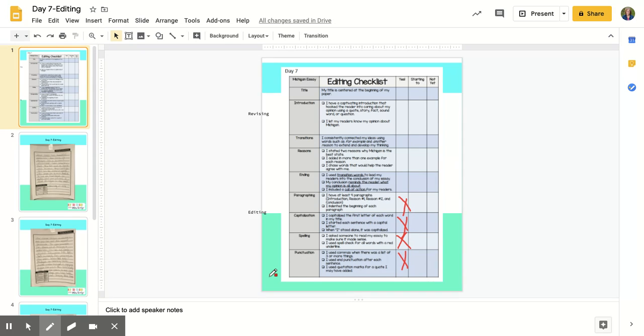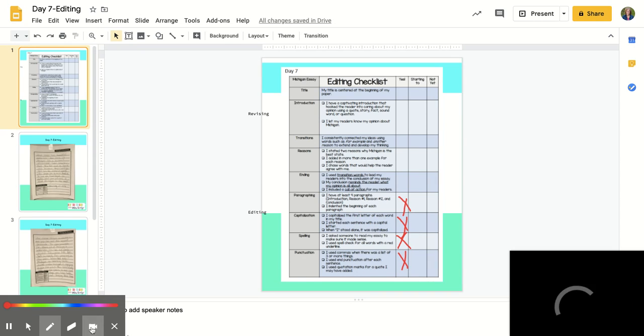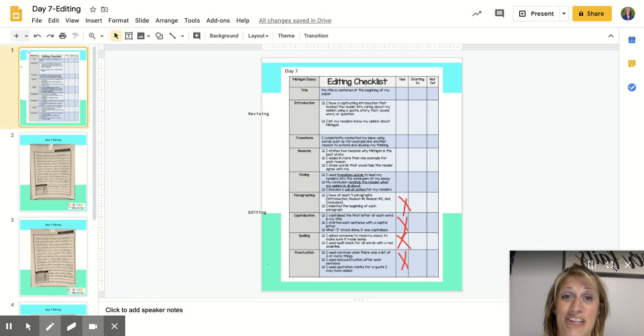And the last step to the writing process is publishing. So you're almost done with your paper for your Michigan essay. So good luck. I hope it goes well, and use that editing checklist to help you.